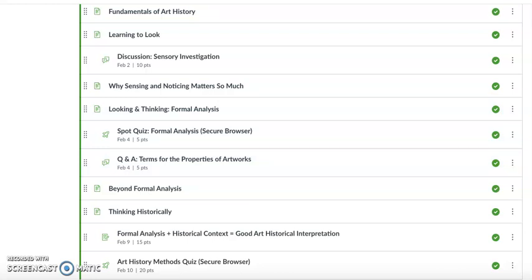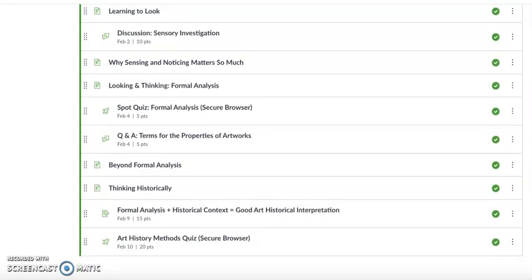Remember, words are tools for understanding, and the vocabulary is all about getting very precise with how you break apart an artwork when you investigate it. And so then you'll move into the other part of art history that's so important, thinking historically. And there's an assignment which is stressing the idea that formal analysis is not enough. You've always got to be understanding the historical context.